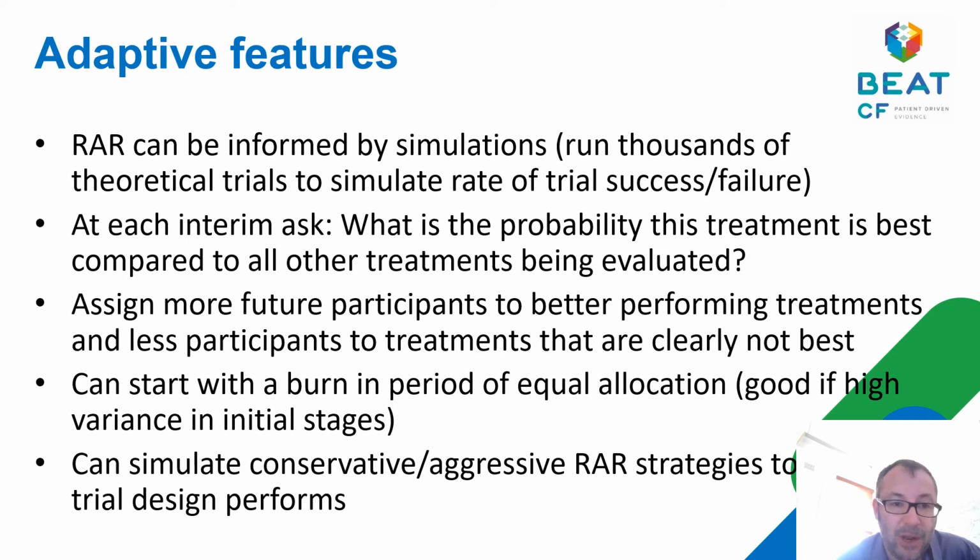The way that the trial is designed is to ask at each analysis what is the probability that a treatment is best compared to all the other treatments that are being evaluated in the trial. And then we use that information over time to assign more future participants to the better performing treatments and fewer participants to treatments that are clearly not the best.